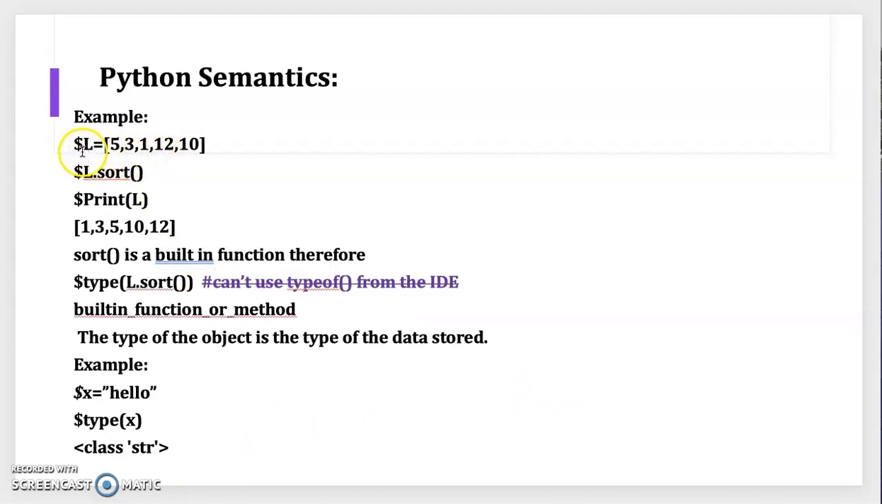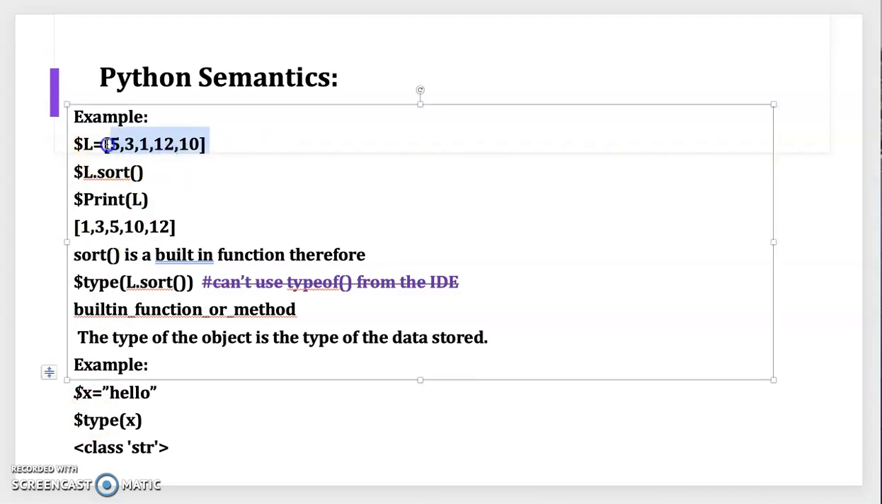For example, now in the script, you can try to assign L with a few data in there. Then we sort all the data in L. The sort is actually a built-in function. For a built-in function or method, we use the dot operator. And don't forget you have your parentheses. That means the function will run. The type of the object is the type of data stored in there. For example, if you assign x equal to hello, when you do type x, it will show you the class is string.